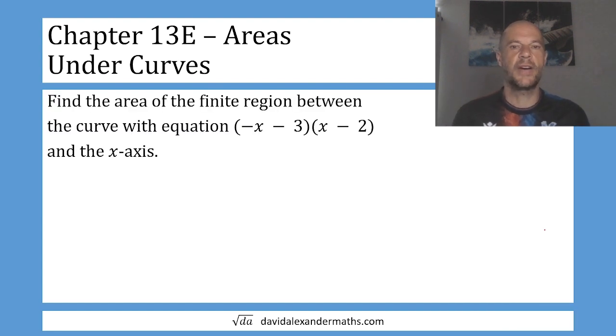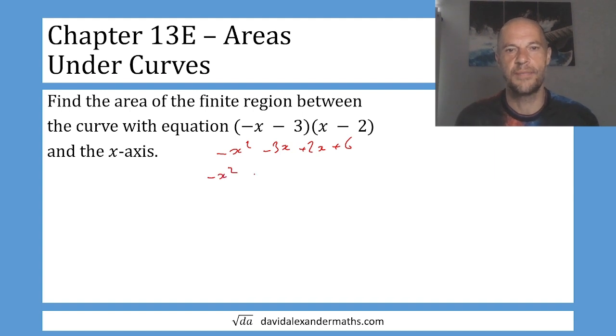Okay, find the area of the finite region between the curve with equation y equals minus (x minus 3)(x minus 2) and the x-axis. Okay, so first of all, this equation is negative x squared minus 3x plus 2x plus 6. So it's negative x squared minus x plus 6. Now, where does it cut through the x-axis? Well, if we were setting this to 0, this would give us one solution of 2, and this would give us a solution of negative 3.